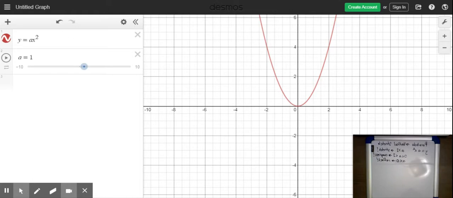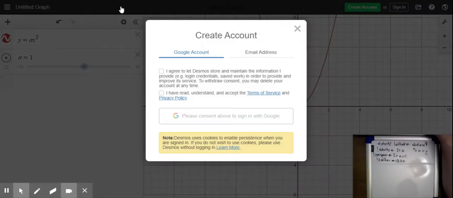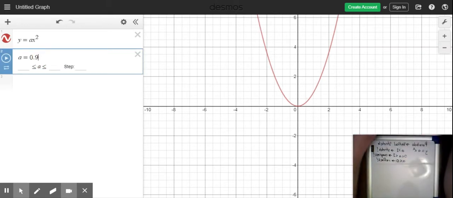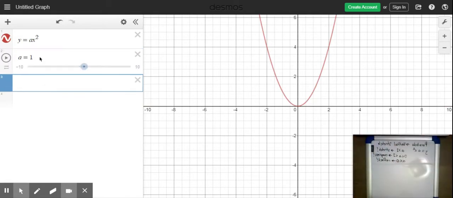I'm using Desmos to demonstrate this, and I'm going to give this a quick name. I'll share a link to this graph in Classroom so you can play with this and follow along if you want. Basically, I have my equation here, and I have a slider. So as I drag this, the value of a is going to change. So by default, with our original equation, before we make any changes, a is just equal to 1.